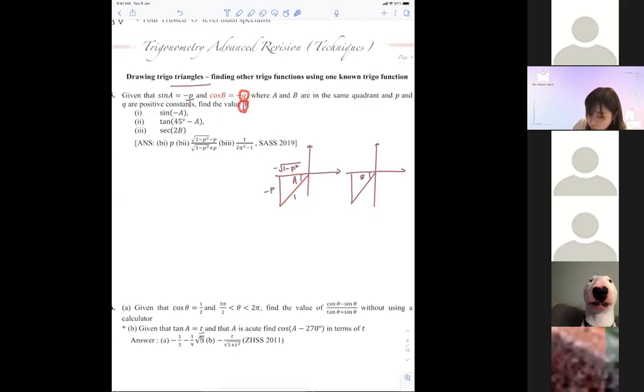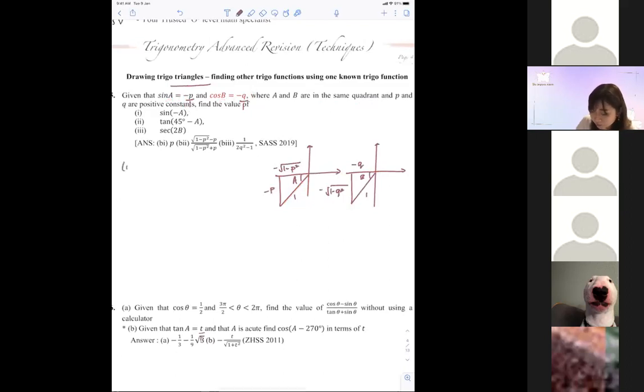Cosine Q over 1. So this is A over H. So A, H. Pythagoras theorem, 1 minus Q squared. Put in the value, negative x, negative y. So negative, negative. Okay, so every time when you need to draw a triangle, find all three sides using Pythagoras theorem, then you check your sign. Okay, if your sign is correct, everything's done, you can start doing.